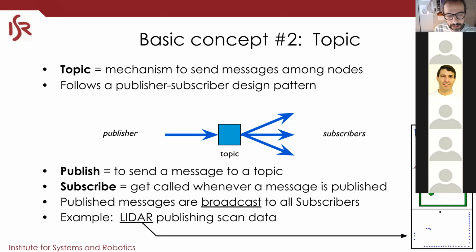The topic is a communication mechanism that has this pattern. You have a publisher, which is a node that sends messages to a topic, and then you have subscribers. What happens is that every time one message is published by the publisher, this message is broadcast to all of the subscribers that are listening. This is just like a mailing list.